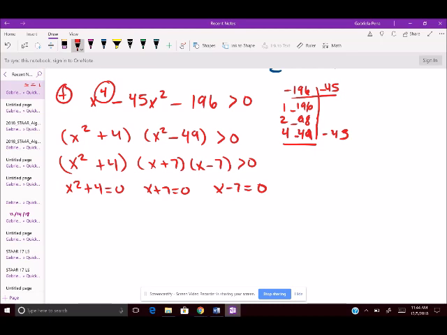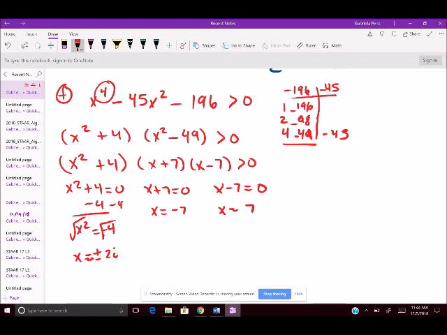Now, what happens when we solve this one? I end up with the plus or minus of an unreal number. Very good, plus or minus 2i because it's imaginary. So do you think that's going to be part of your answer? No. So you don't even have to worry about it. We only worry about x equals -7 and x equals +7. That's it.